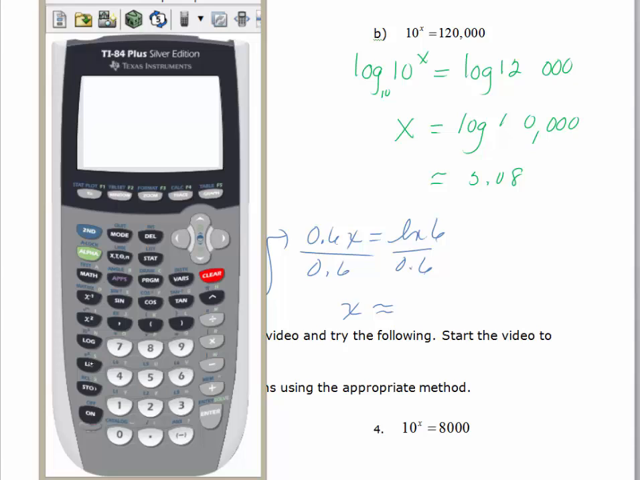So we'd have natural log of 6, close the parentheses, divided by 0.6, hit enter, and again we'll round this to the nearest hundredth, so we get approximately 2.99.